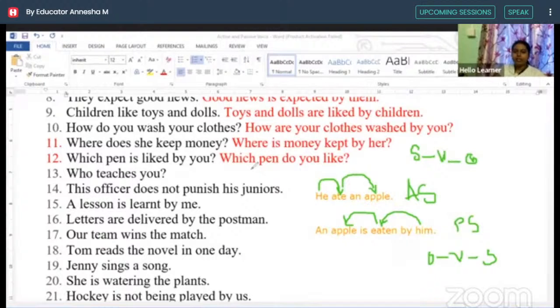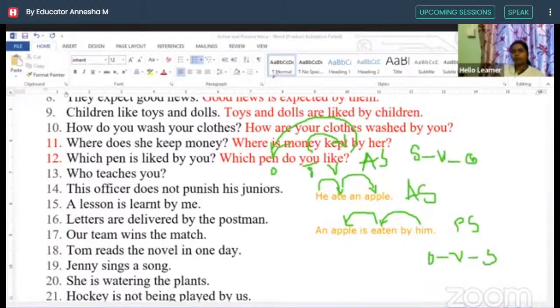Yes, Kartik. So in this sentence also, which pen do you like? You is doing the action. You is the subject. And liking is being done to the pen. Which pen? So basically, the flow of action is still subject, verb, object. So that is why this is an active sentence, not because the subject comes at the beginning or at the end.